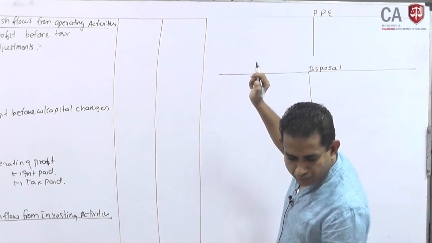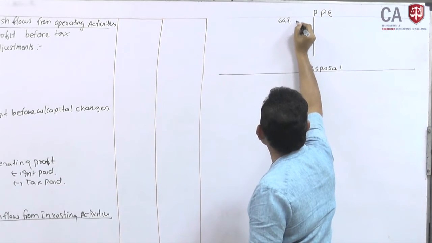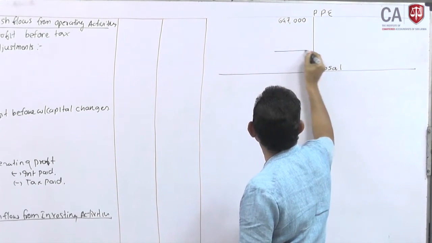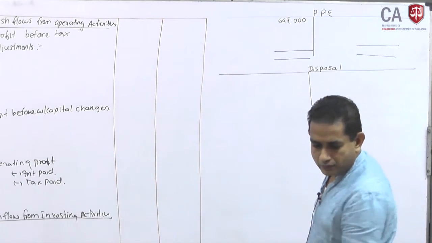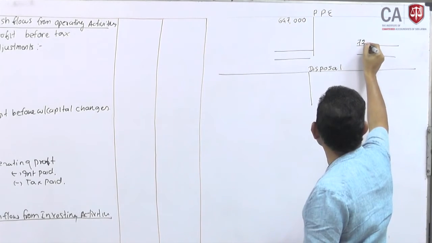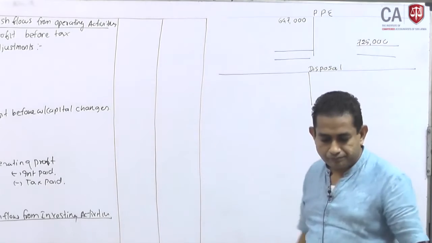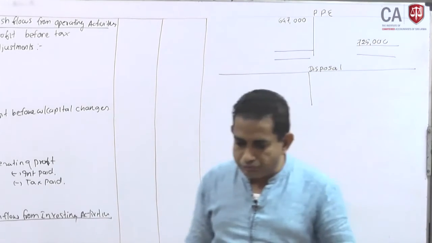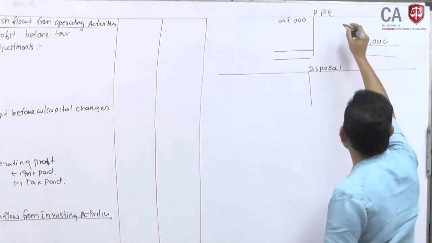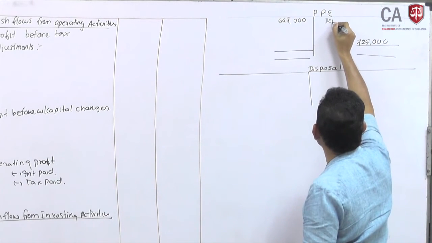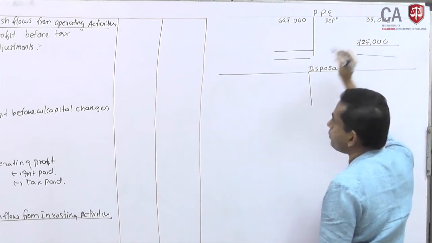Opening balance of property, plant and equipment 647,647. Closing balance has to be 725. You can put the balance here, also balance. And what does the first adjustment say? Depreciation charge of 35,000. What is your simple double entry? You need to credit property, plant and equipment account and debit profit and loss.